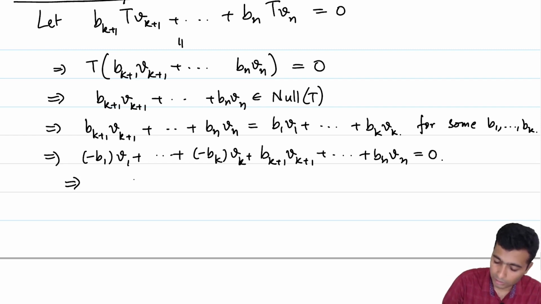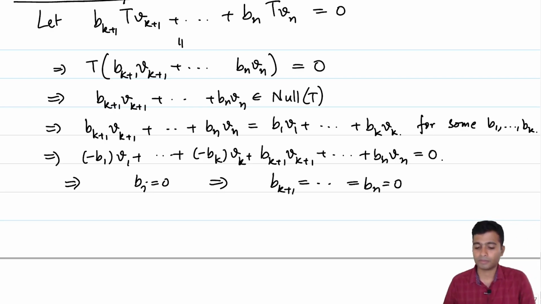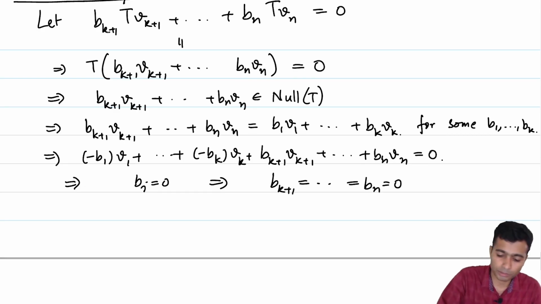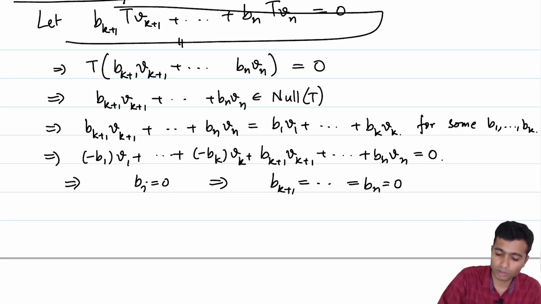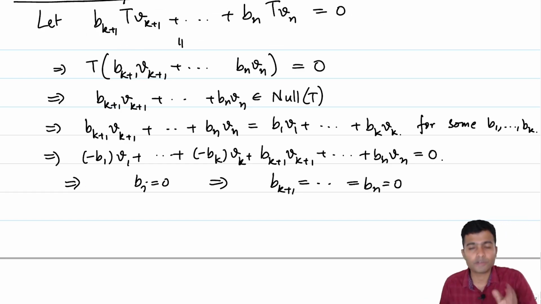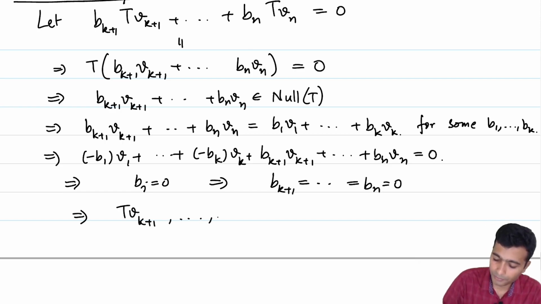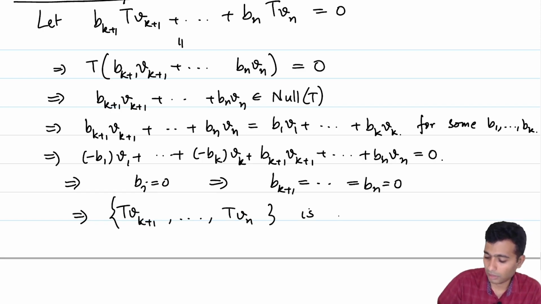In particular, this implies that bk plus 1 up to bn is equal to 0, and that's precisely what we wanted. Observe that we wanted to establish that this forces our coefficients to be equal to 0. This implies hence that T vk plus 1 up to T vn is linearly independent.